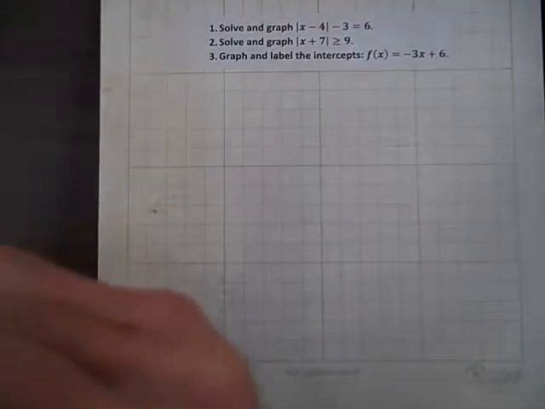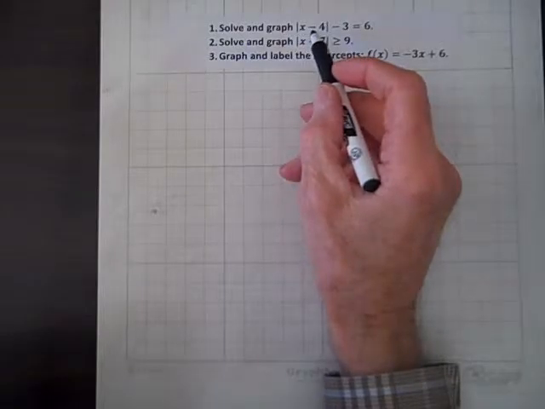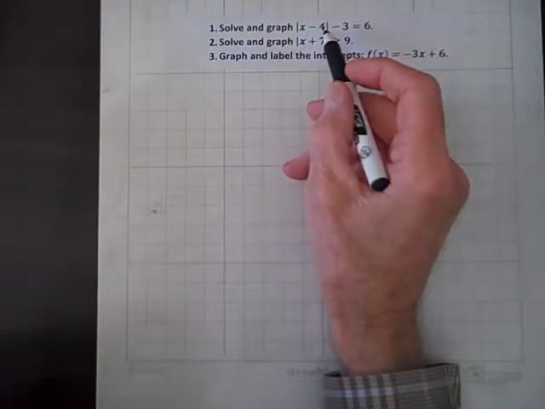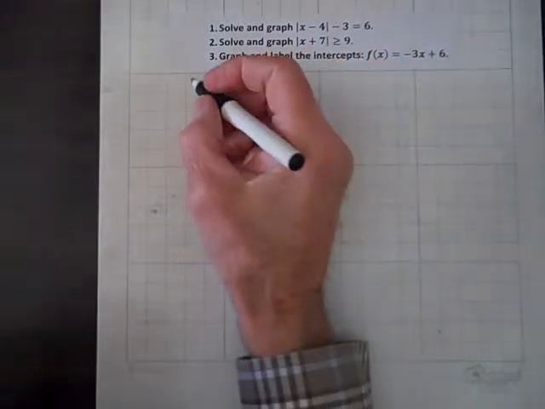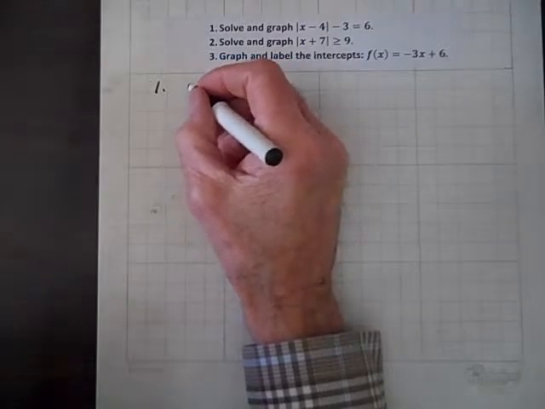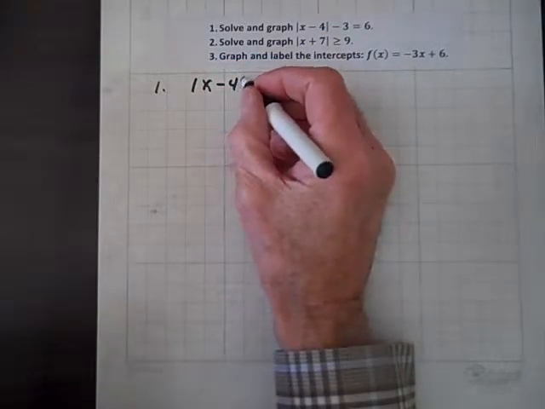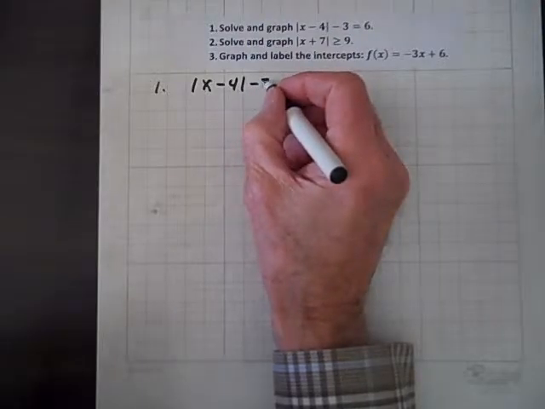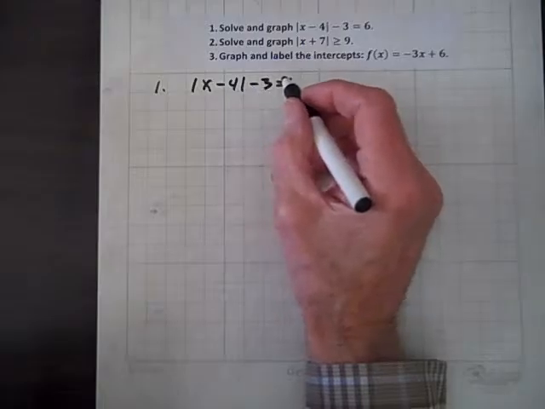Okay, here we have three questions to deal with. For the first one, we have to solve and graph the absolute value of the quantity x minus 4, minus 3 equals 6. So this is the first one. We've got the absolute value of x minus 4 minus 3 equals 6. Well, our first step is to isolate the absolute value.